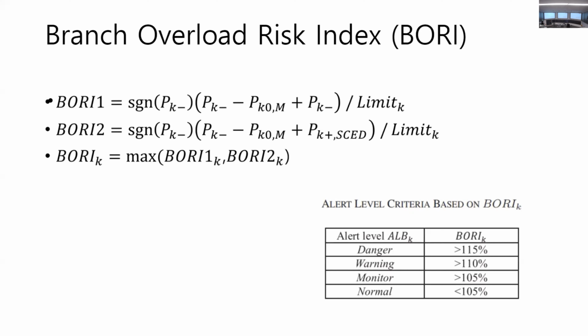And so this paper presents an alerts table based on the calculated values of BORI for a branch K. So if the calculated value we found here was over 115%, it would correspond to a very dangerous level of power flow, and a BORI of less than 105% would be normal, and we would not see our situation as dangerous.